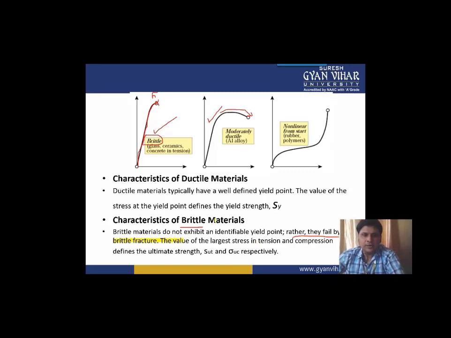Alright, now these are the two graphs. This is the stress strain diagram for brittle material, and for ductile material this is the stress strain diagram. The third one denotes the stress strain diagram for non-linear relationships. That is the case with rubbers and polymers.